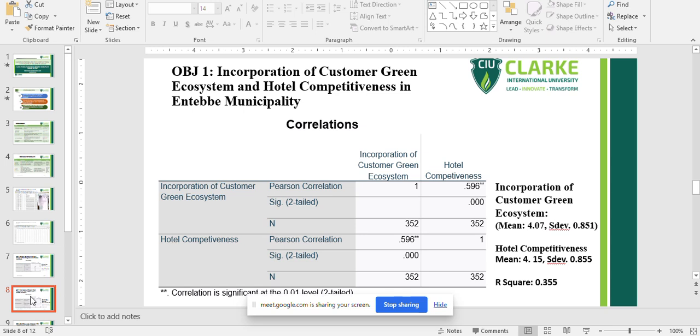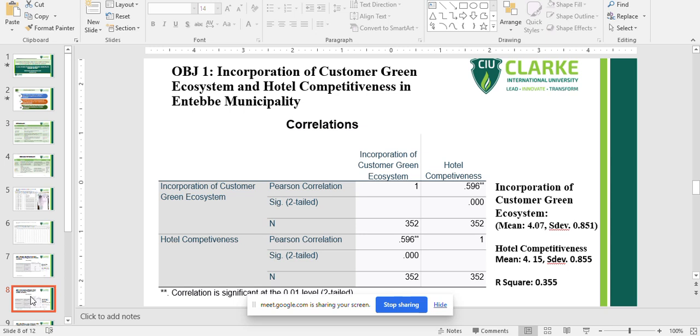And for this, a correlation R of 0.596 was obtained, which explains that incorporation of customer green ecosystem has a moderate but positive correlation with hotel competitiveness.